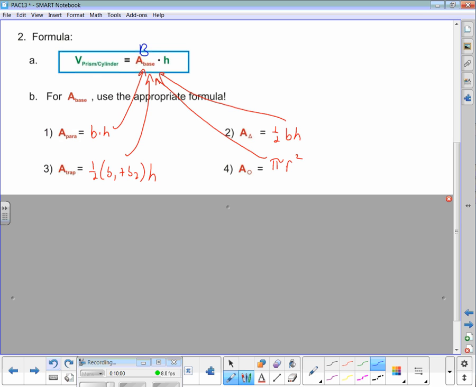Jack. The area of the base is base times height. To get the volume, you'll have to multiply that value times the height of the whole shape. And you'll see that in a little bit when we get to our examples.